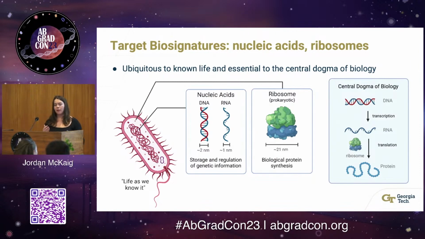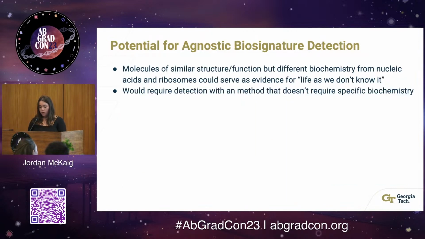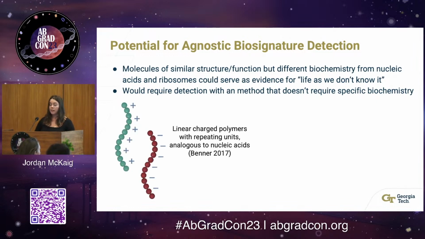This is a paradigm in biology that traces the flow of information from these charged polymers of DNA and RNA through proteins. So it's been proposed that molecules of similar structure and function, but different biochemistry from some of these things, could actually serve as evidence for life as we don't know it. In 2017, it was proposed that linear charged polymers with repeating units, analogous to nucleic acids like DNA and RNA, could serve as an agnostic biosignature.